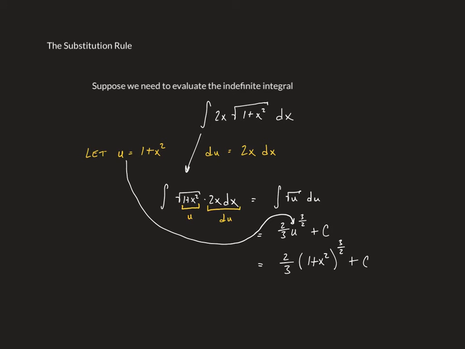And obviously there are other ways that we could write this, right? I could write this as 2 times the square root of 1 plus x squared cubed divided by 3 plus c, and that's probably a nicer way to look at this, but there are a number of ways we could write it. This is still the antiderivative, or the value of that indefinite integral. And don't forget we need that plus c because it is indefinite.